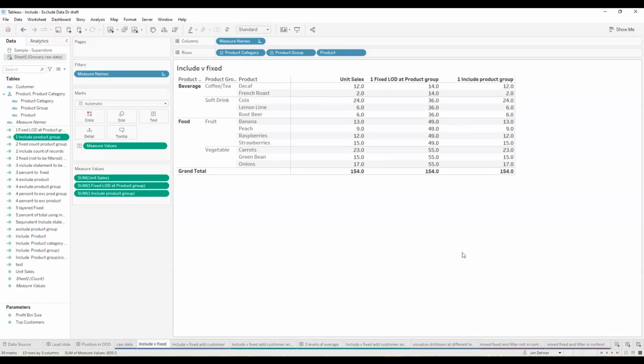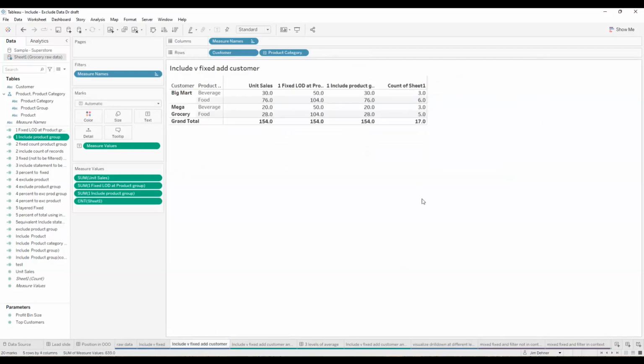Well, you start looking at this and you're saying, wait a minute, is the include statement just like using a summation, just a simple aggregation of unit sales? Well, not really. And we're going to take a look at what happens when we use the sum as the aggregating factor on the fixed LOD and the include LOD. And then we're going to take a look at the average, and we're going to see how these change.